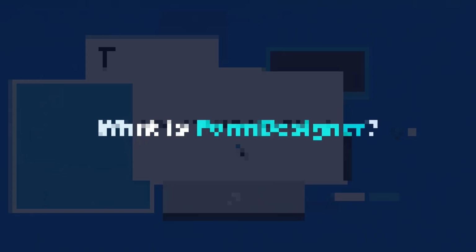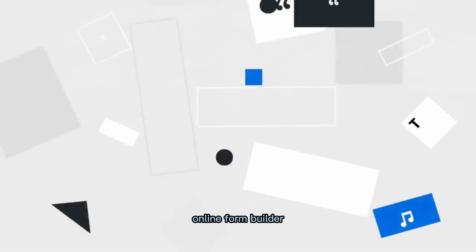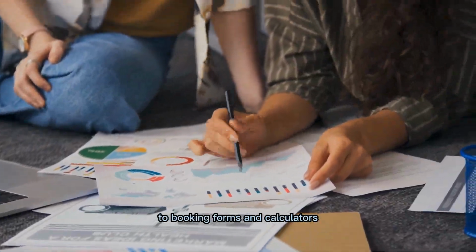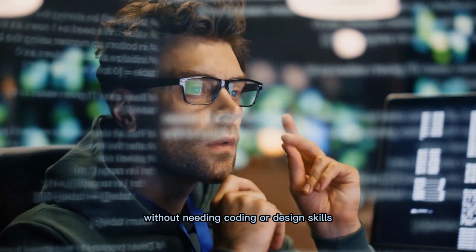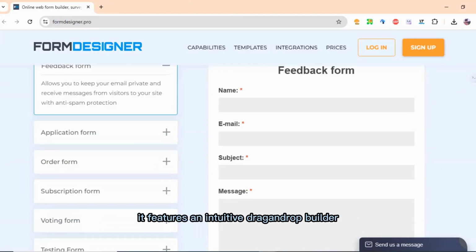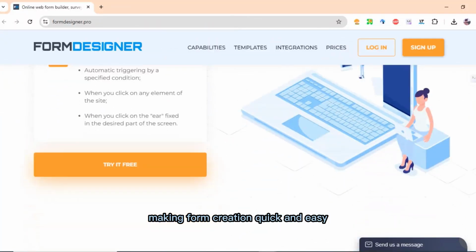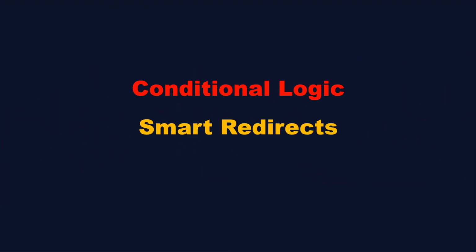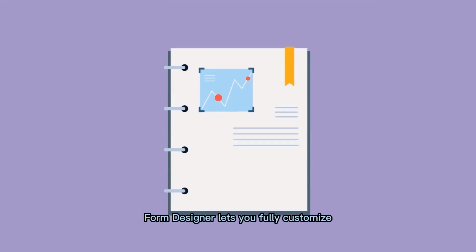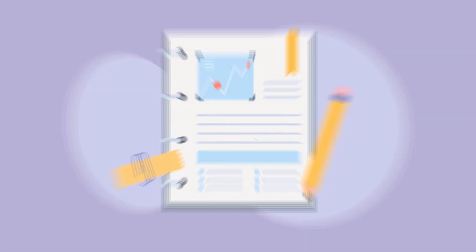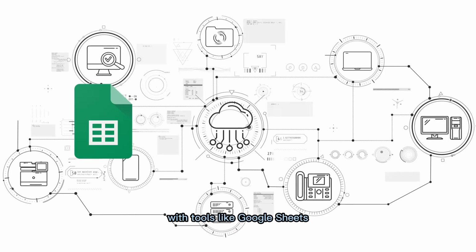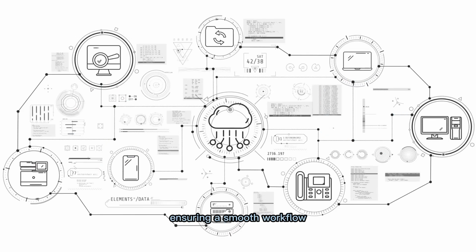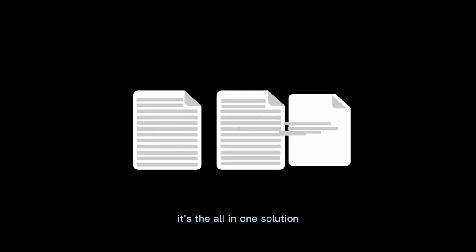What is FormDesigner? FormDesigner is a versatile online form builder that empowers users to create various forms, from surveys and quizzes to booking forms and calculators, without needing coding or design skills. It features an intuitive drag-and-drop builder and over 90 pre-made templates, making form creation quick and easy. With advanced options like conditional logic, smart redirects, and security features, FormDesigner lets you fully customize forms to fit specific needs. It integrates seamlessly with tools like Google Sheets, MailChimp, and Telegram, ensuring a smooth workflow. It's the all-in-one solution for effortlessly creating professional, responsive forms.